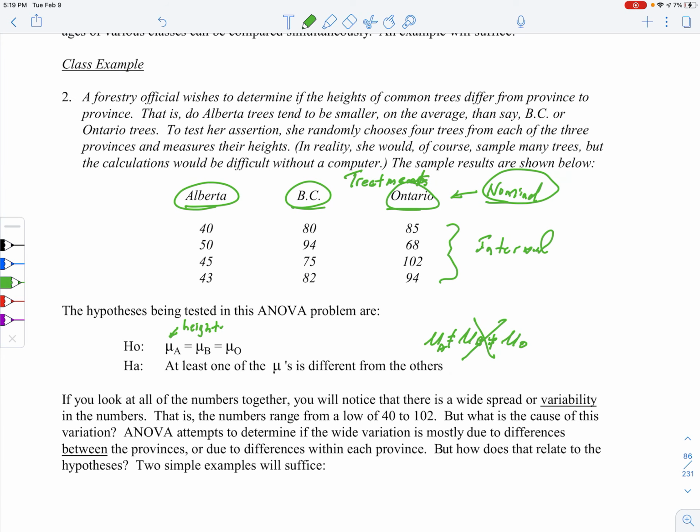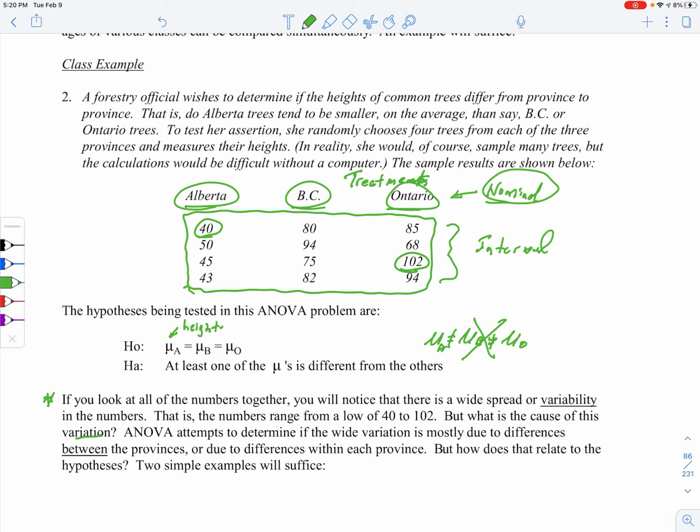Now, the question that we ask in ANOVA is this one here. If you look at all these numbers together, so for a moment ignore the fact that they are broken down into 3 treatments, the question is, what causes the spread of those numbers? You can see that they go from a low of, it looks like 40, up to a high of 102. What is the cause of that variation in heights?